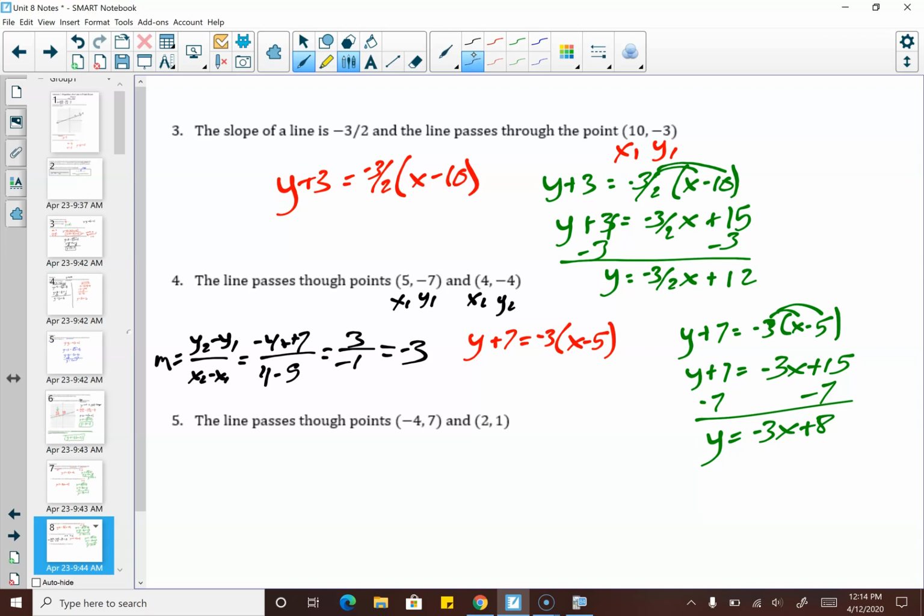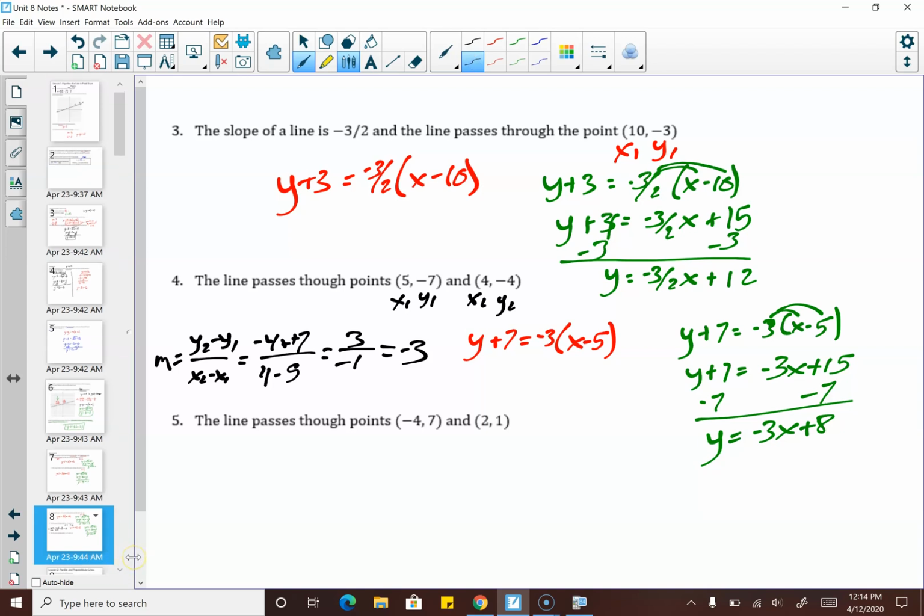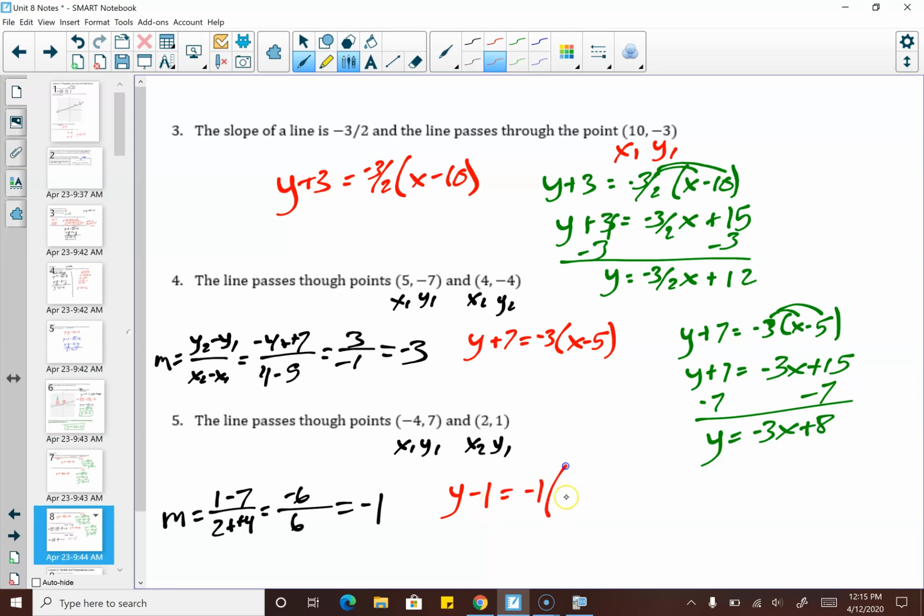All right. And in this last one now, we have the same amount of work to do. We have to first find our slope between those 2 points. So 1 minus 7 over 2 minus -4. 1 minus 7 is -6. That becomes positive, so that gives me a positive 6. Gives me a slope of -1. So I get y. Now I'm going to choose the second point here because it doesn't have any negatives, so I don't have to worry about converting any signs. So y minus 1 equals -1 parentheses x minus 2.